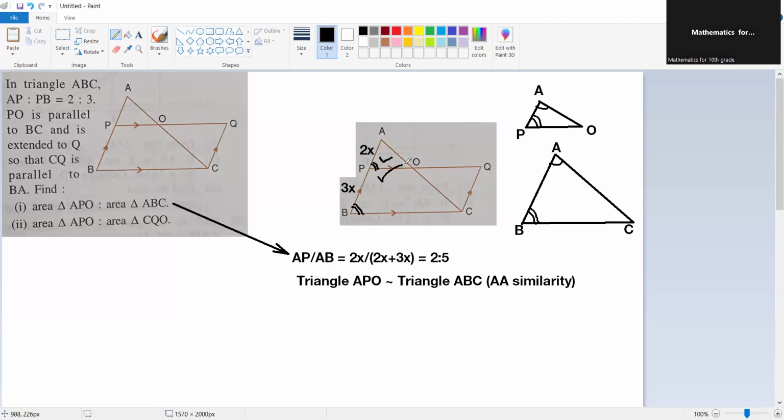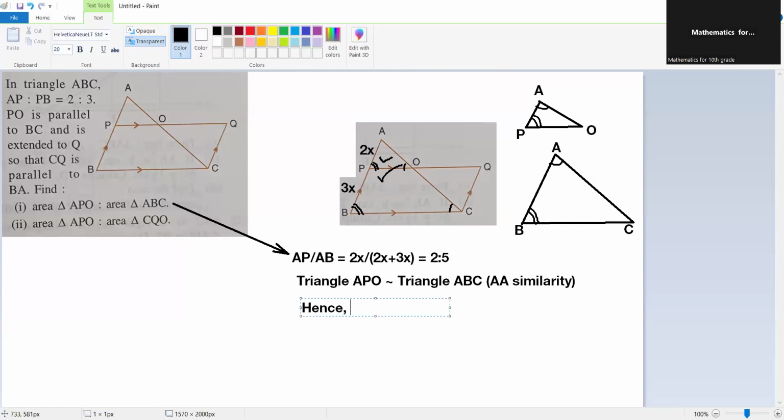And similarly, AOP is also equal to ACB because of the same reason that PO and BC are parallel lines and AC is the transversal, and these two angles AOP and ACB are corresponding angles. So these two triangles APO and ABC are similar. This is the symbol for similarity, a wave symbol, by AA similarity. And when two triangles are similar, the ratio of areas would be equal to the square of the ratio of the sides.